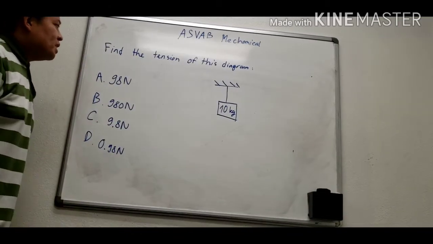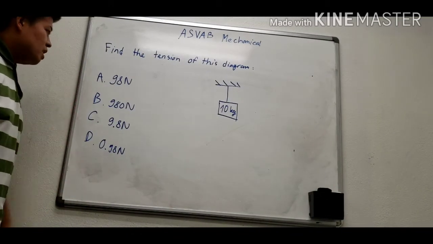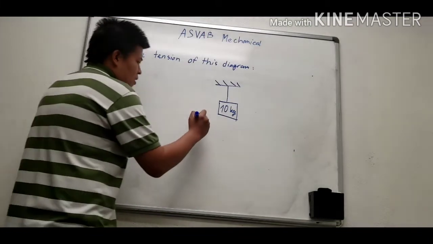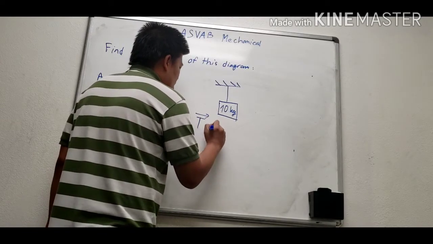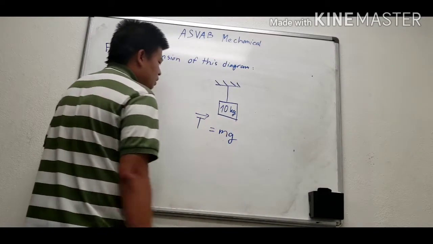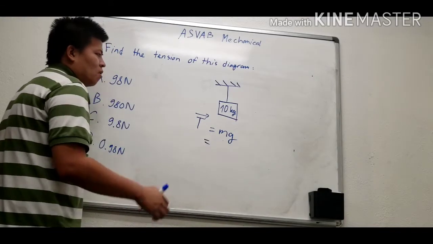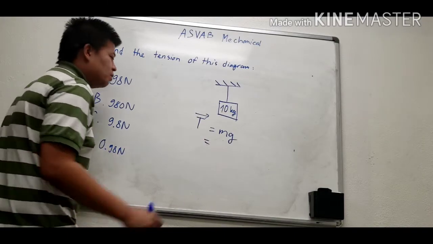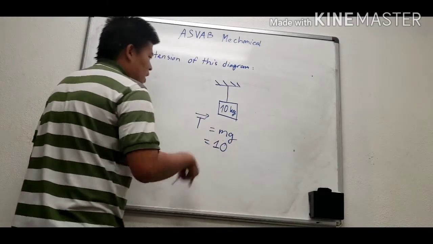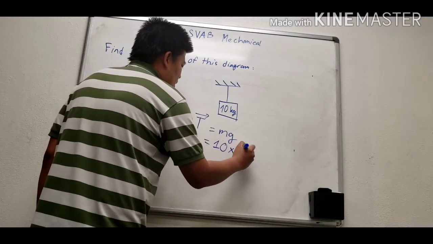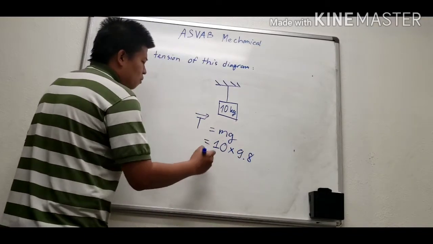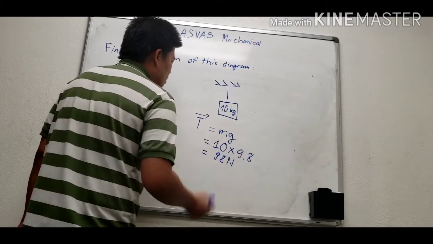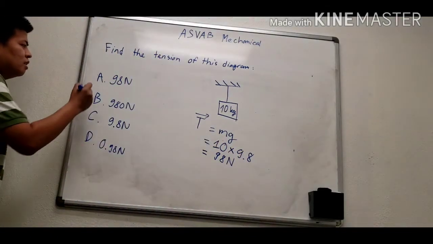Find the tension of this diagram, we have A, B, C, D. In here, we have 10 kilograms, and we know that the tension is about M multiplied with G. The mass is 10 kilograms, and we have the gravity about 9.8. Multiply together, we got about 98 Newton. So the answer for this question is A.